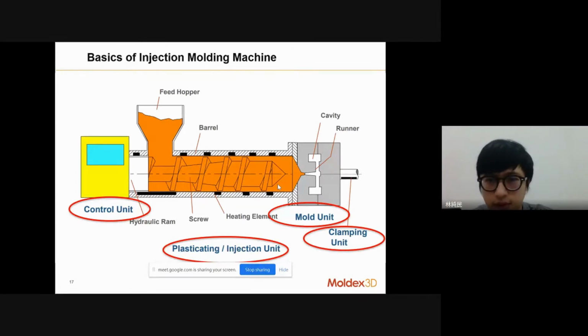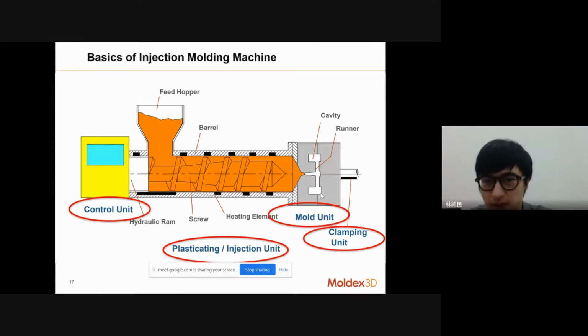You need to know how to set the parameters, because not only the temperature but also the pressure will affect the result of the part. So you need to do the setting first. We use the control unit to do the setting. Then the mold unit, before we manufacture it, you need to have a good design for your mold. So the mold should be able to be injected easily. Otherwise, the appearance of your product maybe will be destroyed or something.